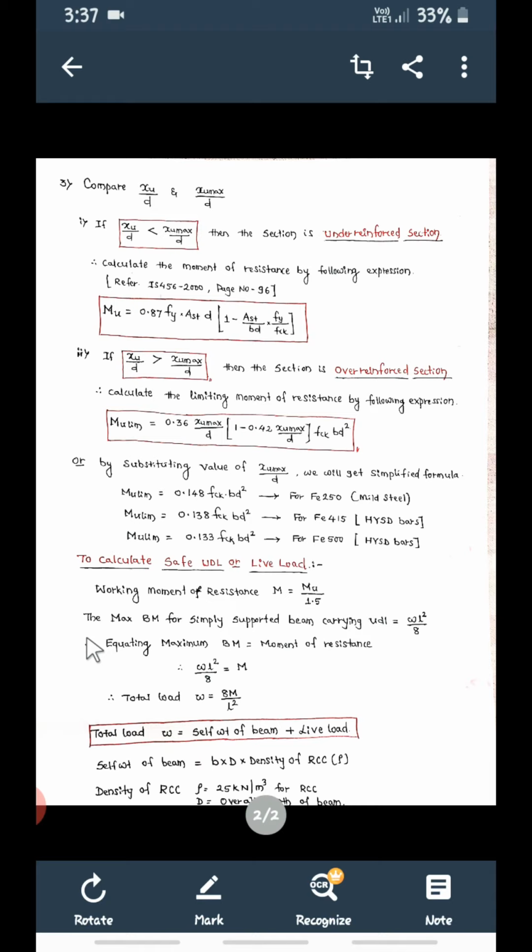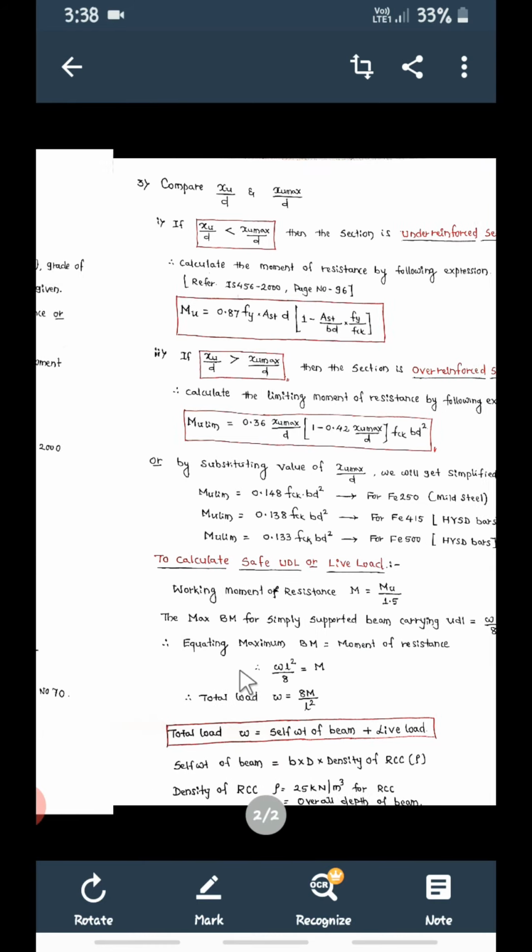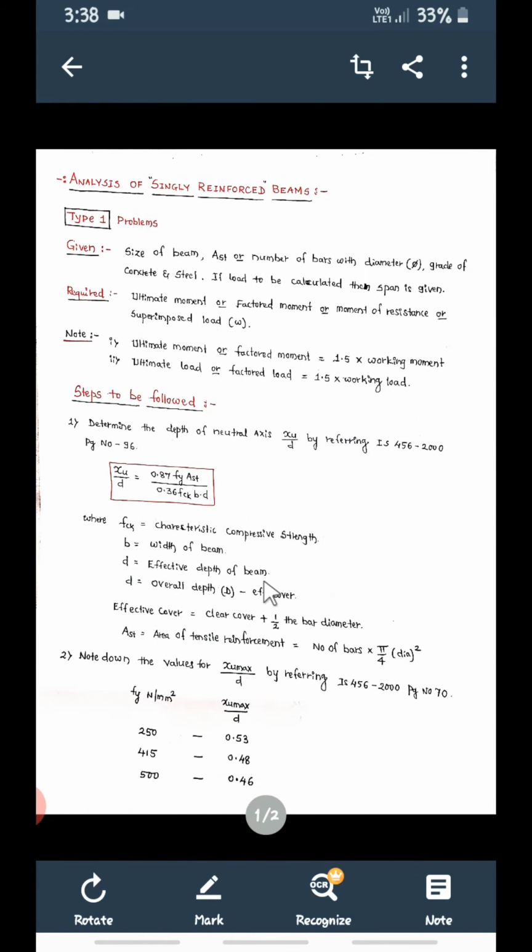In the next class, we are going to solve problems on this. But before that, you need to go through this IS 456 2000 code book. So please note that IS 456 2000.